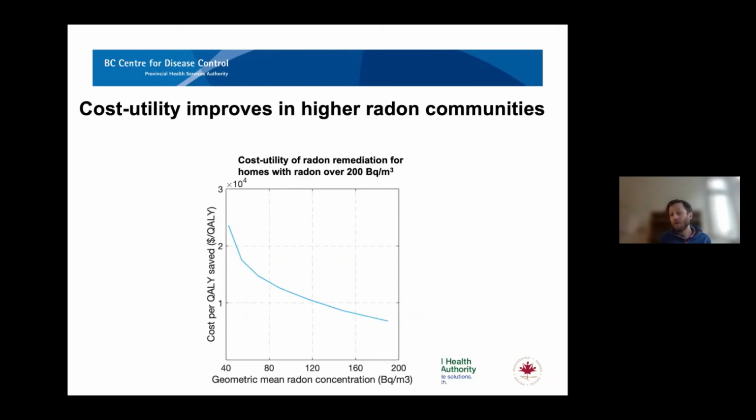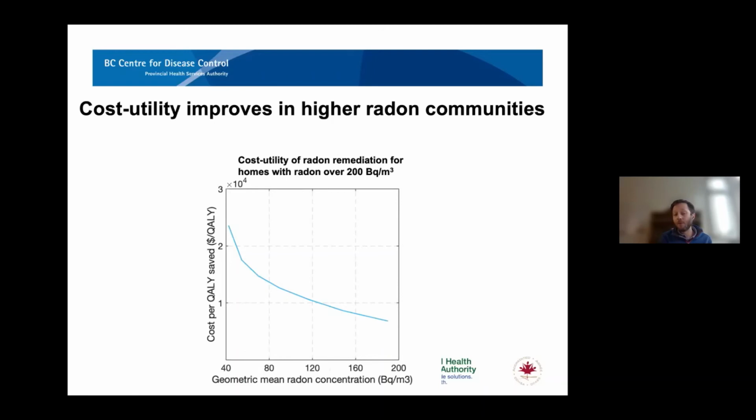We've also been working on the cost utility of radon remediation in these different settings. So cost utility is a measure of the benefit that you get to public health, or to health, by spending money. And it's a way of seeing how many dollars you have to spend to get one quality adjusted life year benefit. And that's what this curve shows here.